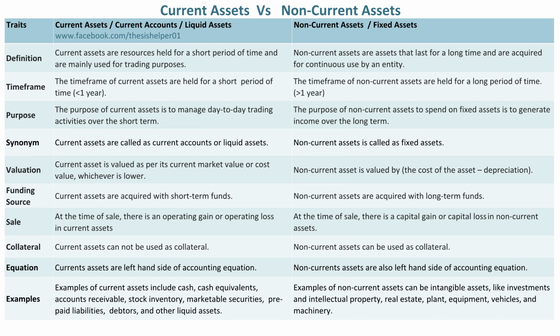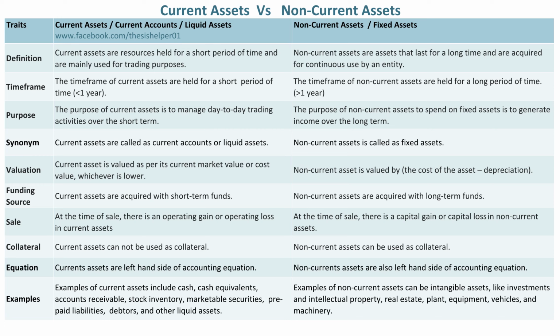Current assets cannot be used as collateral. Whereas, non-current assets can be used as collateral. Current assets are on the left-hand side of the accounting equation. Whereas, non-current assets are also on the left-hand side of the accounting equation.